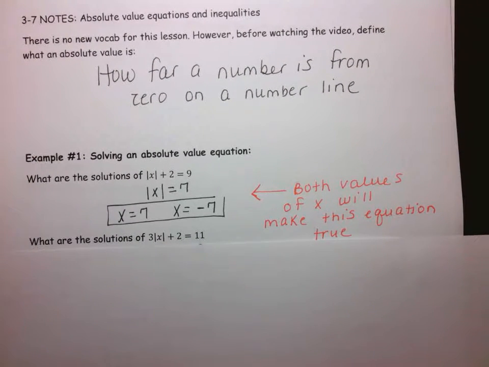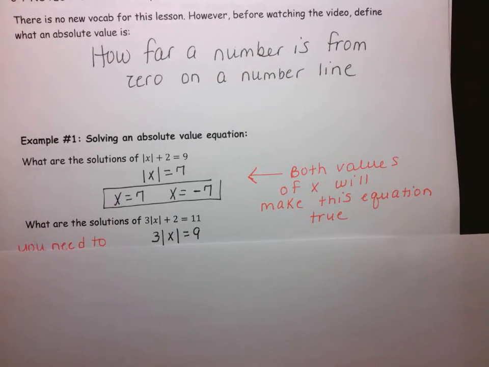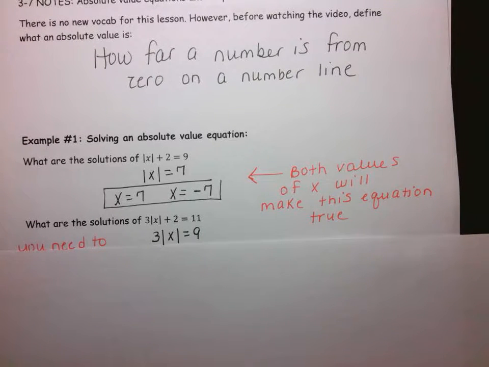What are the solutions of 3 times the absolute value of x plus 2 equals 11? So what did I say your goal is? What are you trying to do? You're trying to get the absolute value by itself. So I want to get everything away from the absolute value. So where do I want to start? I want to go ahead and subtract 2 from both sides. And once I subtract 2 from both sides, I'm left with 3 times the absolute value of x equals 9.